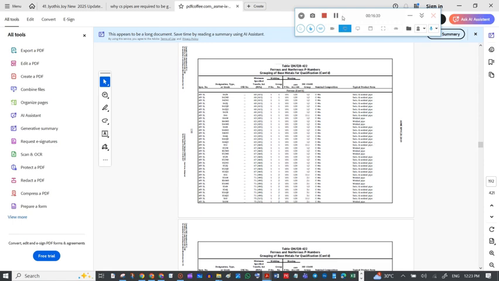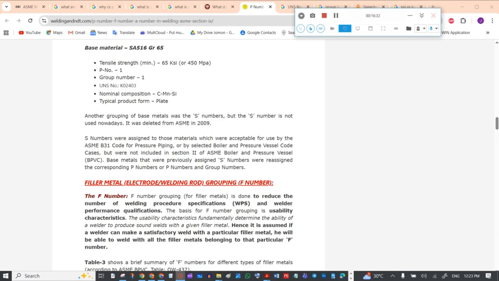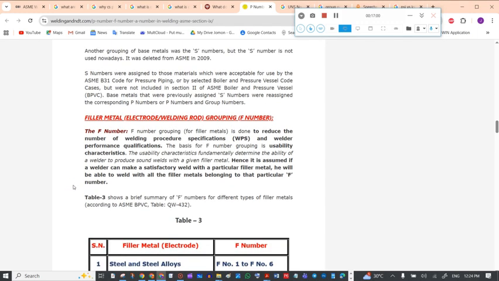So another grouping of base material was S number, but it is not used nowadays because it was assigned for those materials that are acceptable for use by ASME B31.3 for pressure piping, or selected by the boiler and pressure vessel code, both cases, but included in Section II. Base material that was previously assigned as S number was reassigned as P numbers and group numbers. Then we will come to the F numbers.